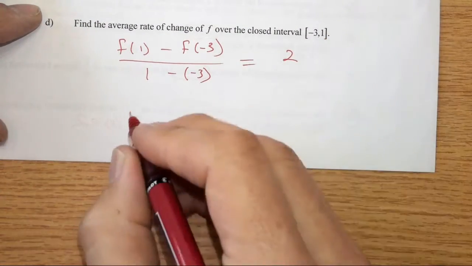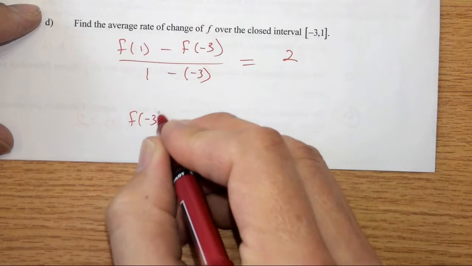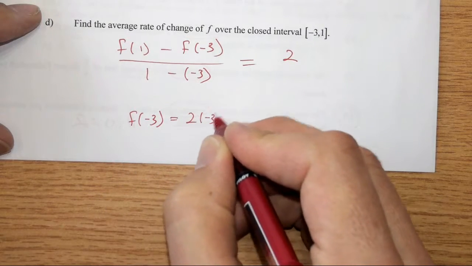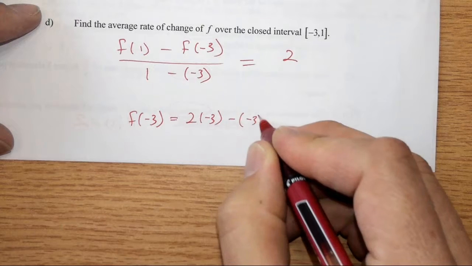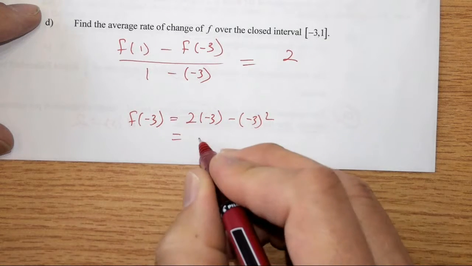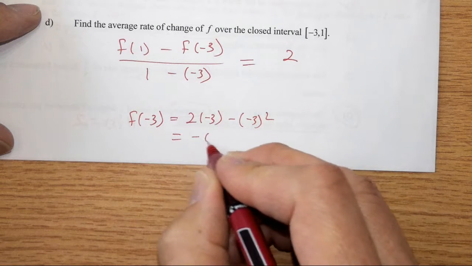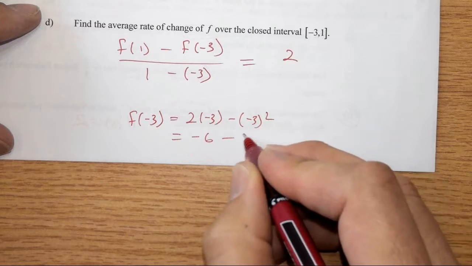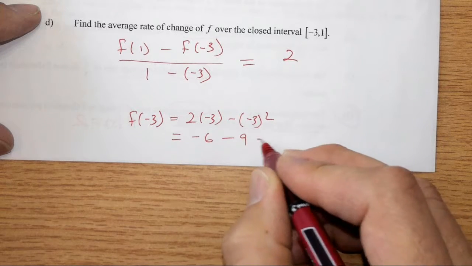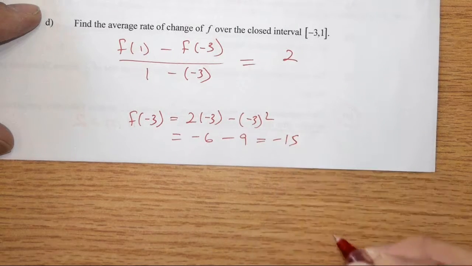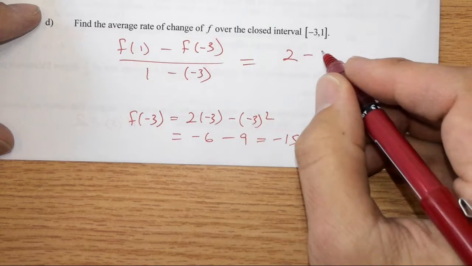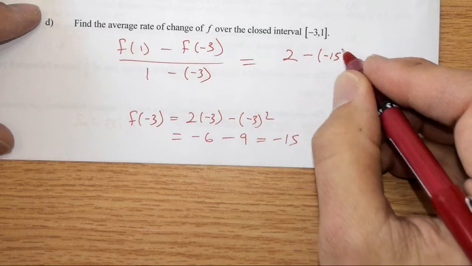f of negative 3, right, that's going to be 2 times negative 3 minus negative 3 squared. 2 times negative 3 is negative 6. Minus negative 3 squared is 9. So f of negative 3 will be negative 15.